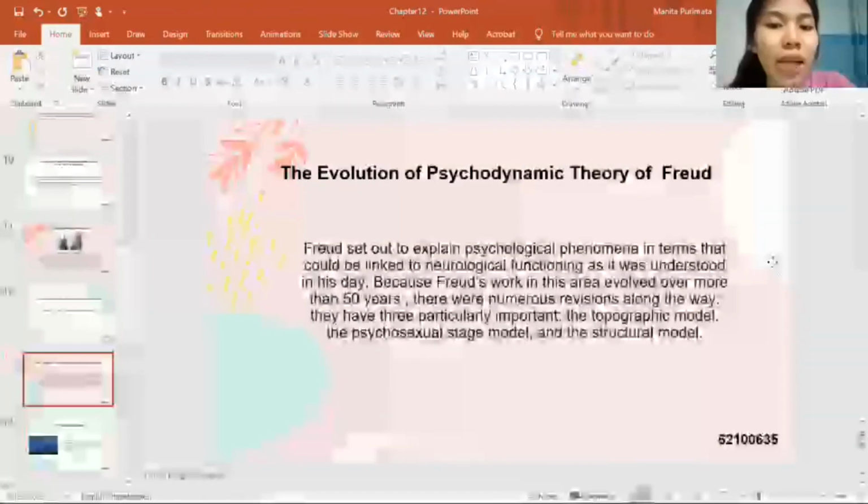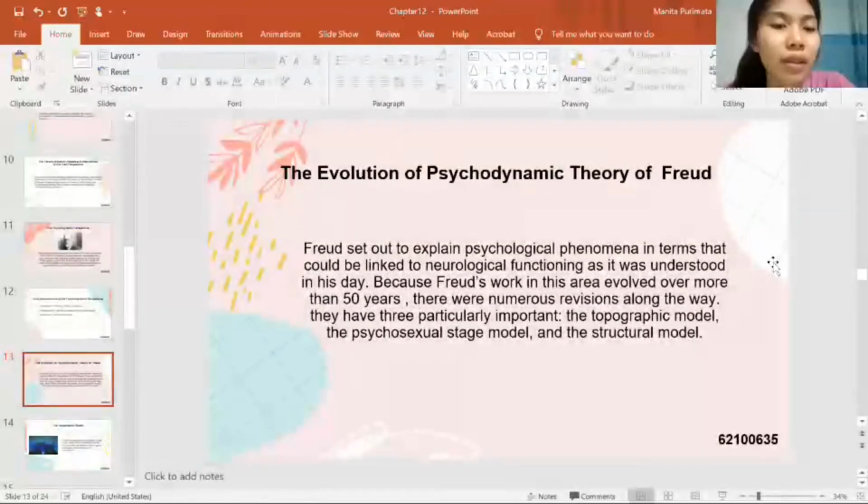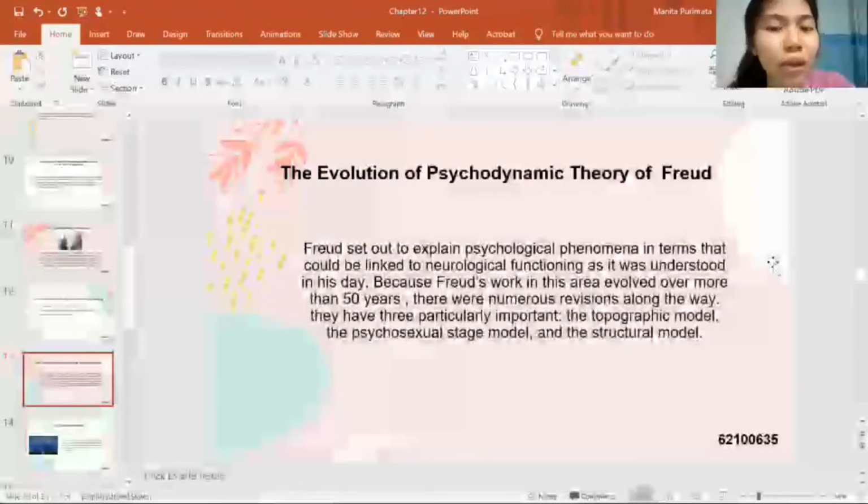They have three important ones. The first one is the topographic model. The second one is the psychosexual stage model, and the last one is the structural model. The next student will let you know more detail about this.